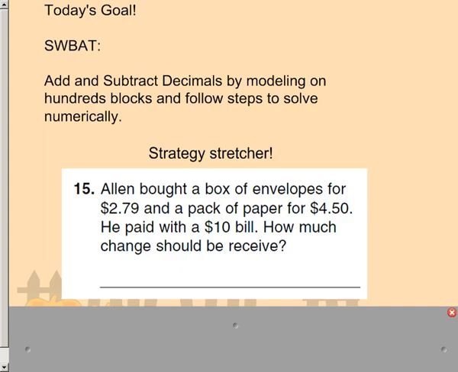All right, so here's your strategy stretcher. This is in your packet. So go ahead and later on you'll complete this. Alan bought a box of envelopes for $2.79 and a pack of paper for $4.50. Then he paid with a $10 bill. How much change should he receive? So work hard to strive for 5 on that one later on. You can do it now or you can do it after the video.